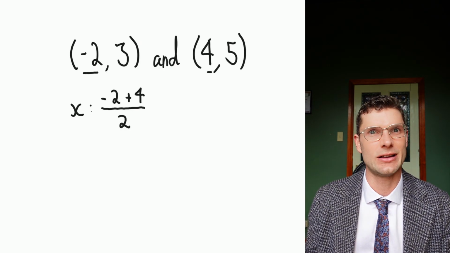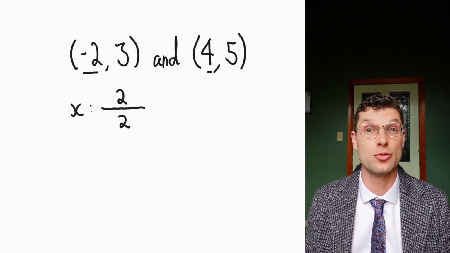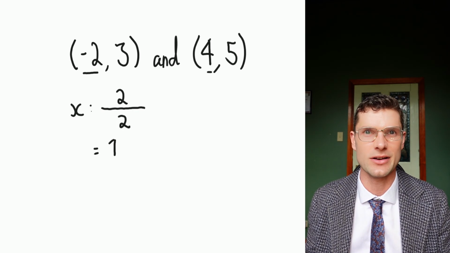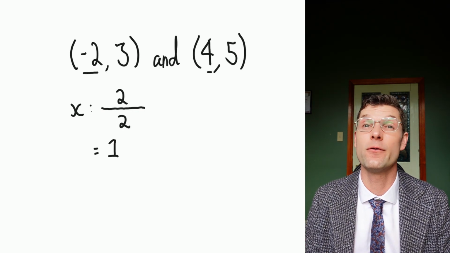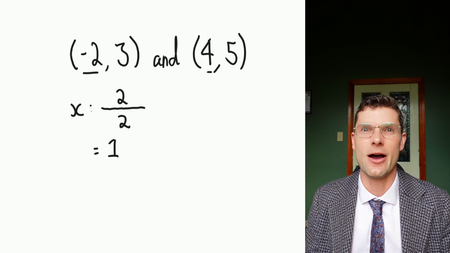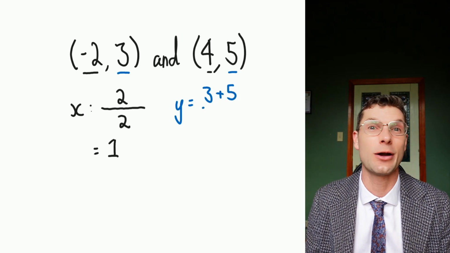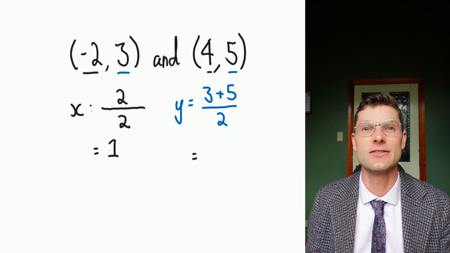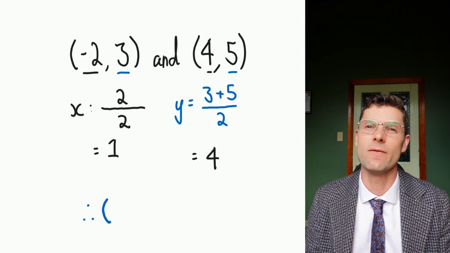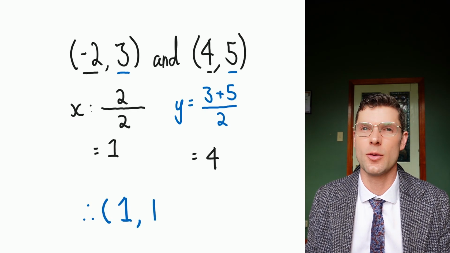So -2 plus 4 divided by 2. -2 plus 4 is just 2. Divided by 2 is equal to 1. So the midpoint for my x coordinate is just 1. Now I've got to find out the midpoint between 3 and 5. I think I'm going to know what it is. 3 plus 5 divided by 2. 8 divided by 2 is 4. So my midpoint for this whole line is 1, 4.